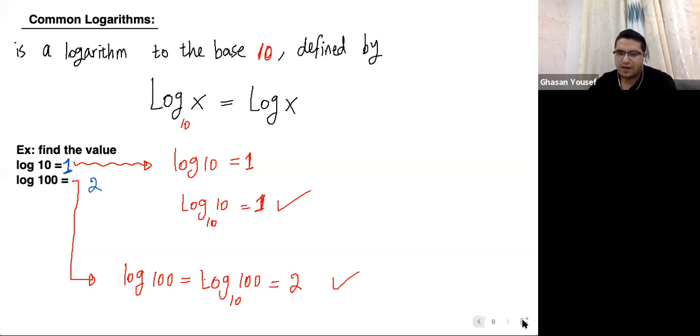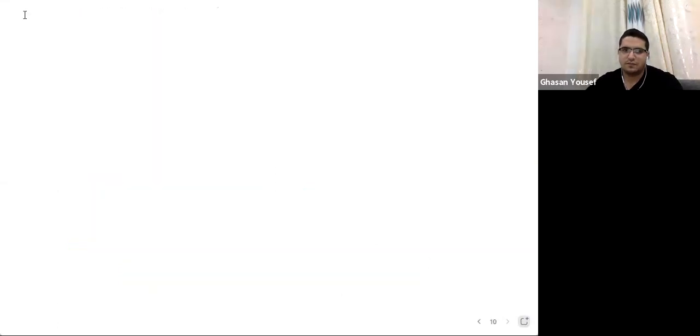Okay, so now going to the natural logarithm. This was called the common logarithm. Now the natural logarithm.